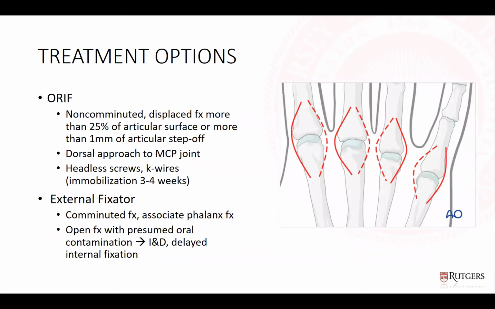So ORIF is generally indicated for non-comminuted fractures that meet operative criteria. Some of the quoted numbers are a displaced fracture involving more than 25% of the surface or more than 1 millimeter of step off. It can be approached through the dorsal approach and usually can be fixed with either headless screws or K-wires followed by immobilization. External fixation is a good option for comminuted fractures, particularly in the presence of associated phalanx fractures. They should also be considered with open fractures that may need surgical debridement or if there's a high concern for initial contamination.